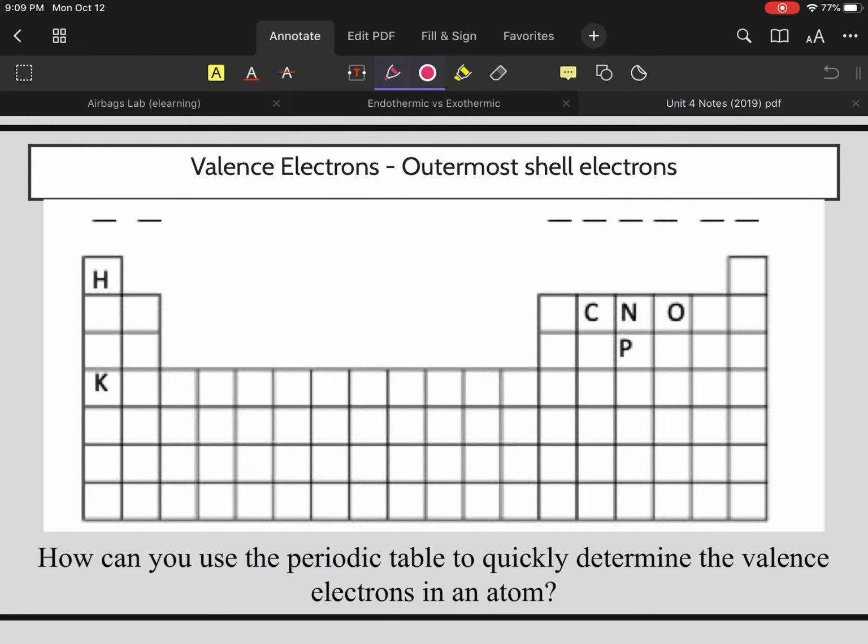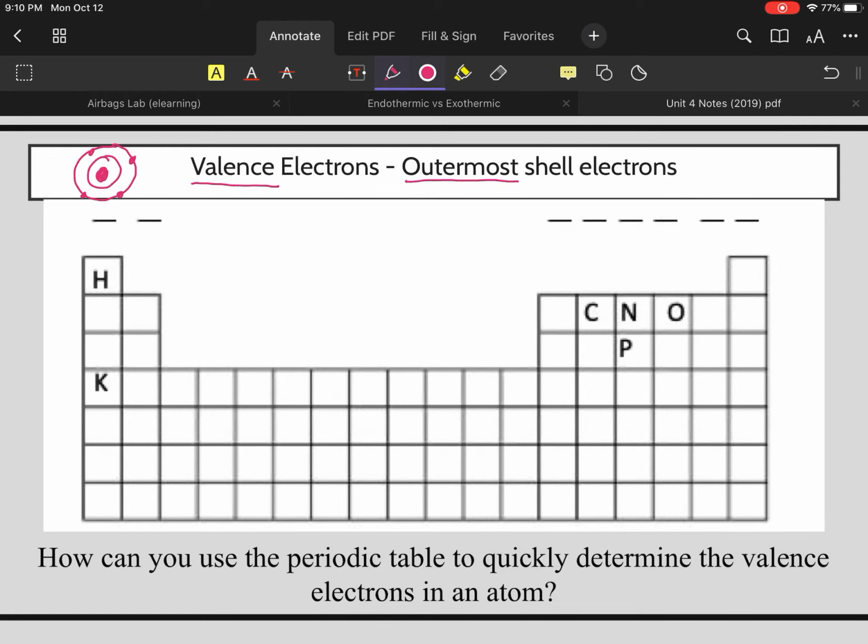Okay, so very fast, I want to go over valence electrons because this isn't specifically detailed in the activity. When we're talking about valence electrons, we're really talking about those outermost shell electrons. If you think about a Bohr model, we have our nucleus in the center. We may have, let's say, 2 energy levels. My valence electrons are those electrons on this outermost energy level.